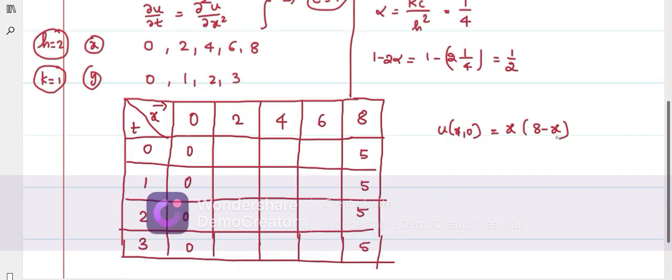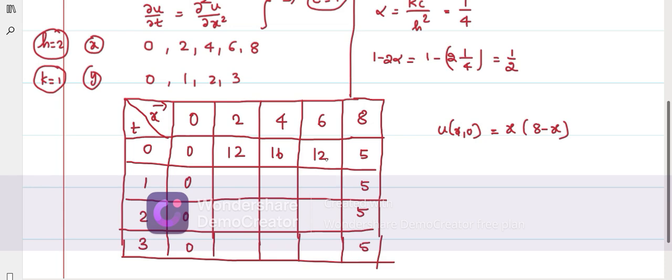You have to feed this into the calculator. Use the calculator's solve button, and at this place give x equal to 2. That gives 12. Again hit the equal button and put x equal to 4, which gives 16. Again hit equal and put x equal to 6, which gives 12. So using the initial condition, you can write these values.